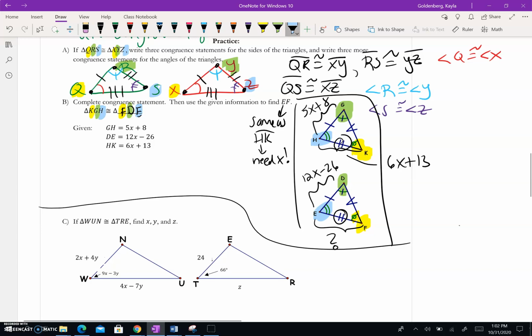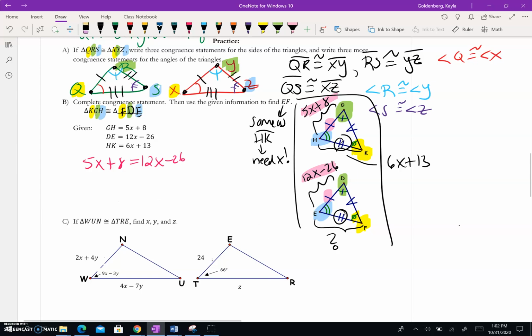I'm also noticing, I'm going to change the highlight color, that this and this are also marked. They also both have 1 tick mark. So I am allowed to say that 5x plus 8 is the same as 12x minus 26. Notice with this problem, it's kind of hard to decide what to do first. You want to start where you have sides labeled that are equal sides and both have an expression with x. That's what I was looking for: both of those sides have 1 tick mark each and they have an x label. I'm now going to solve for x.